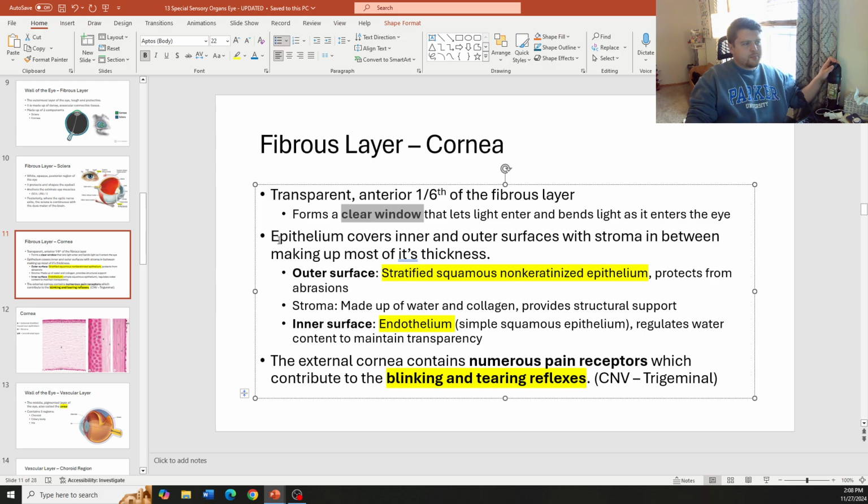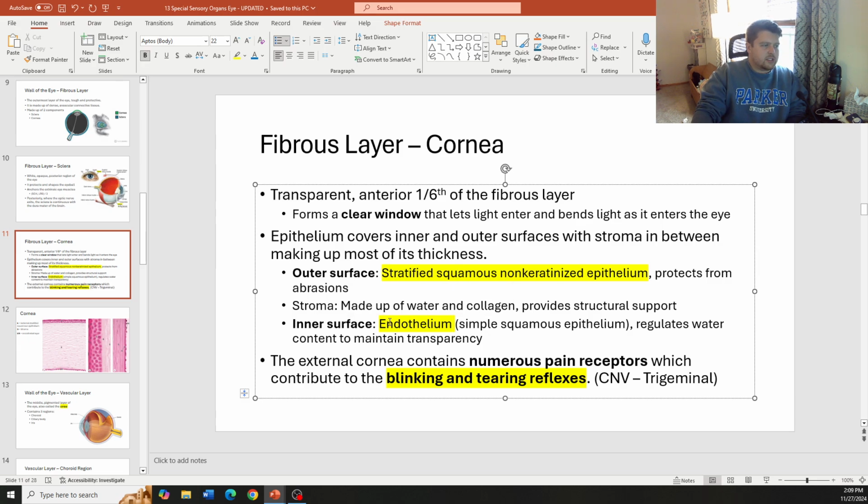There's epithelium that covers the inner and the outer surfaces with something called a stroma in the middle. The stroma makes up most of the thickness of it. So the outer surface is stratified squamous non-keratinized epithelium. We always know the stratified squamous, that is our most protective layers. We want to make sure that our eyes are well protected.